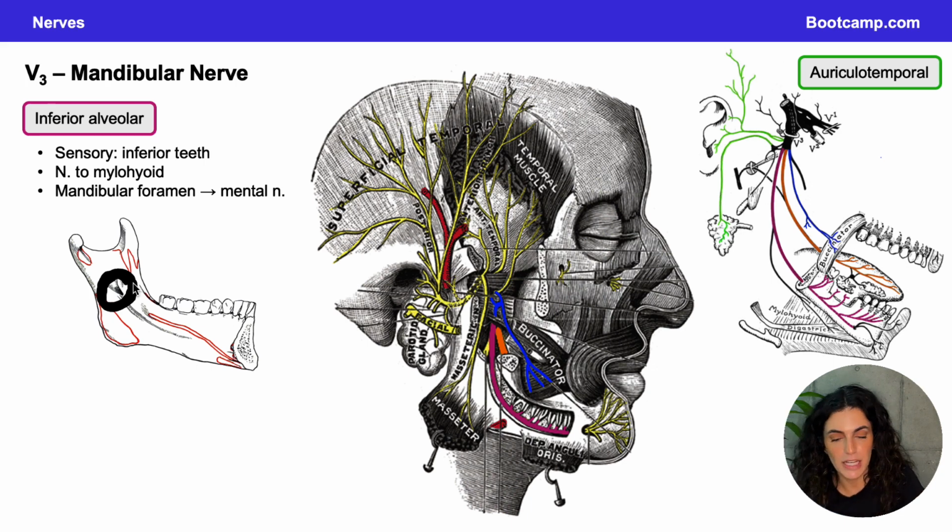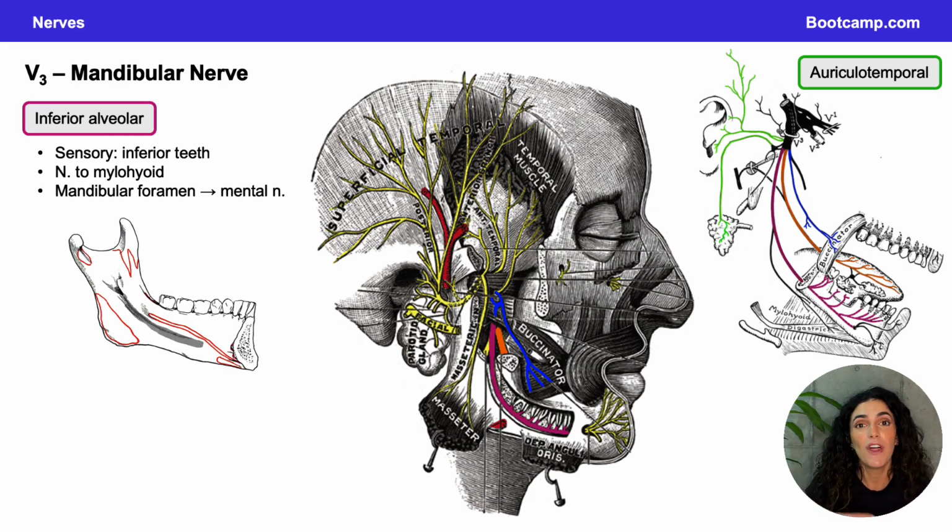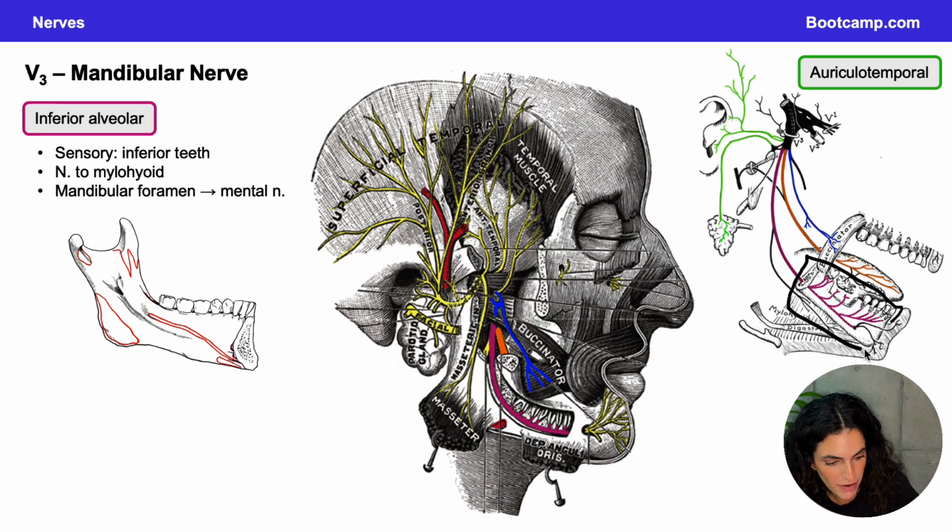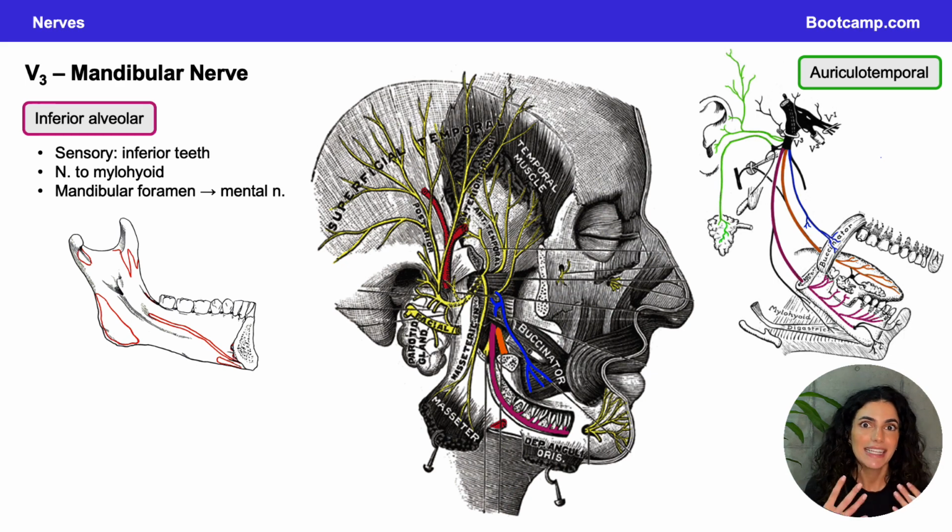So the mandibular foramen is a hole on the posterior aspect of the mandible where the inferior alveolar artery and nerve can pass through in order to enter the mandibular canal in this region. So they're going to enter within the bone itself. And then as it's traveling through the mandible, it's going to give off some sensory fibers or nerves that will go and supply sensory innervation to the teeth that are found within the mandible.